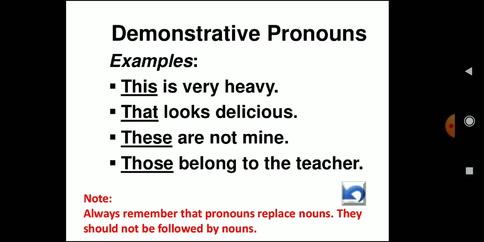This is very heavy. So over here, this is what? This is a demonstrative pronoun. That looks delicious. These are not mine. Those belong to the teacher. So over here, this, that, these, those are demonstrative pronouns. You have to learn this. Only four demonstrative pronouns are there: this, that, these, those. Understood? And always remember that pronouns replace nouns. They should not be followed by nouns.